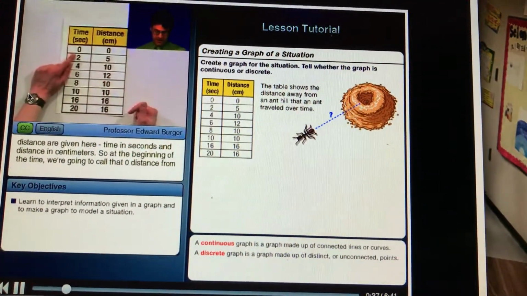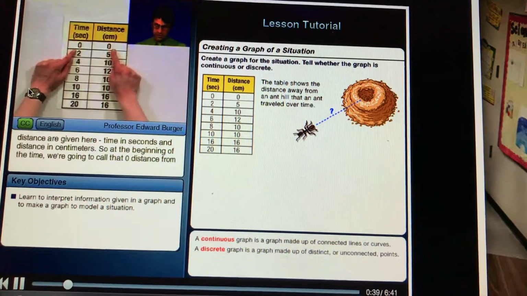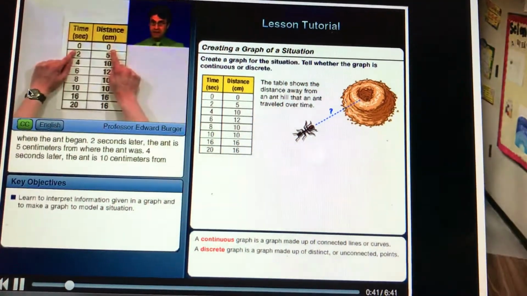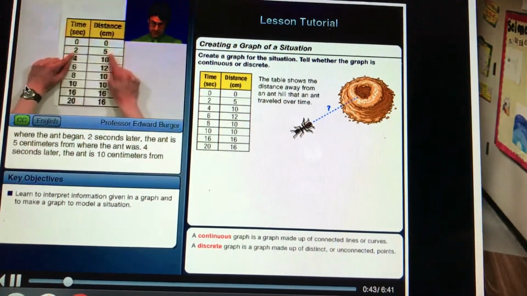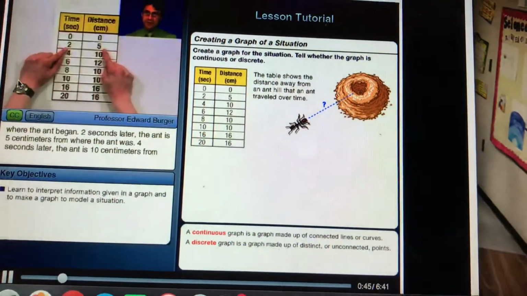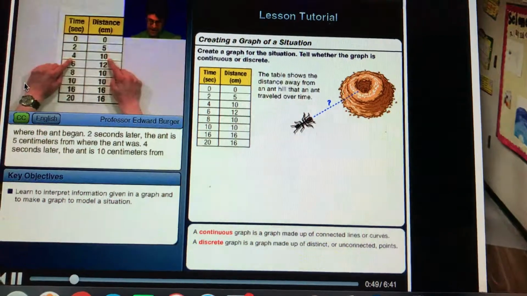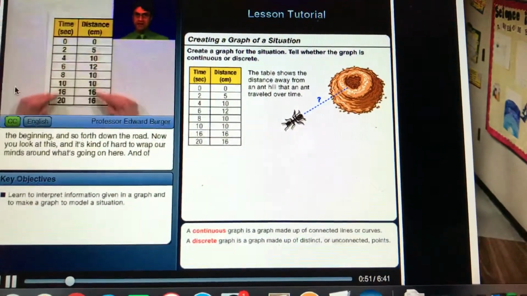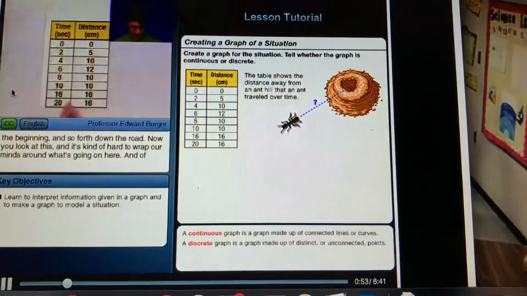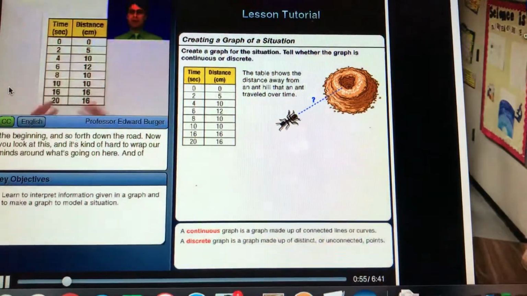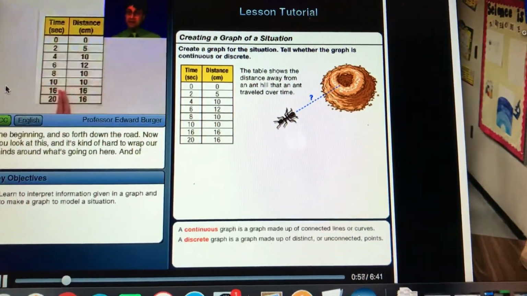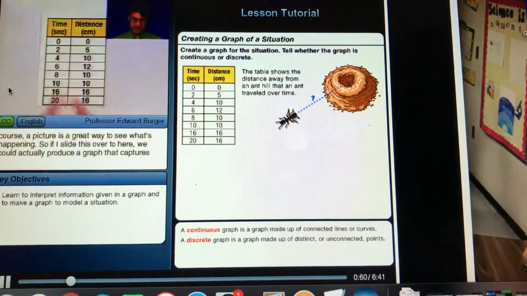So at the beginning of the time, we're going to call that 0 distance from where the ant began. 2 seconds later, the ant is 5 centimeters from where it started. 4 seconds later, the ant is 10 centimeters from the beginning, and so forth down the road. Now you look at this, and it's kind of hard to wrap our minds around what's going on here. And of course, a picture is a great way to see what's happening.